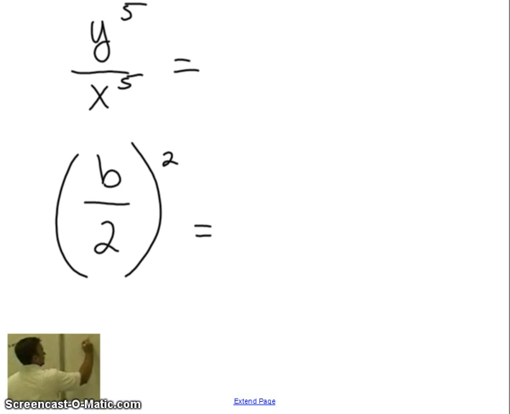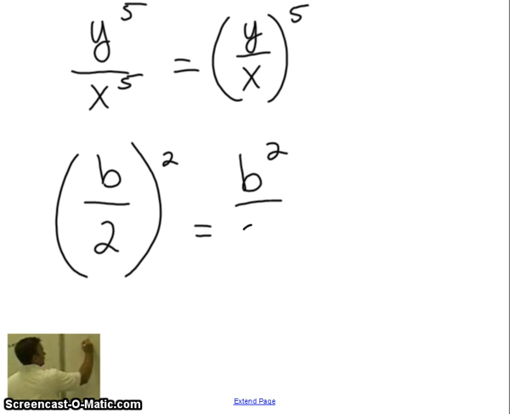So let's look at some problems. Y to the fifth divided by x to the fifth is the same thing as saying y over x to the fifth. B over 2 to the second power is the same thing as b squared over 2 squared. And since 2 is a number, we could simplify it. 2 squared is 4.